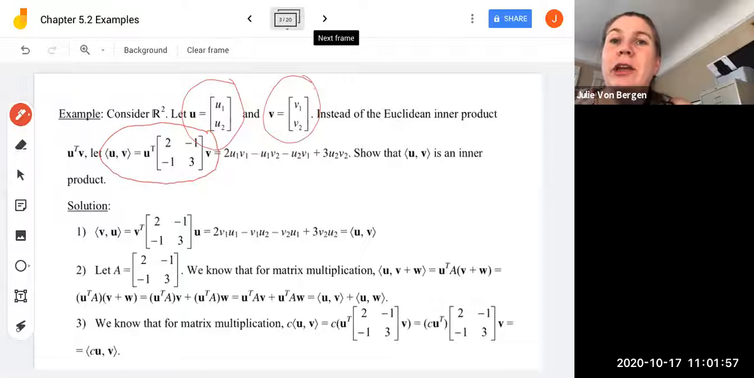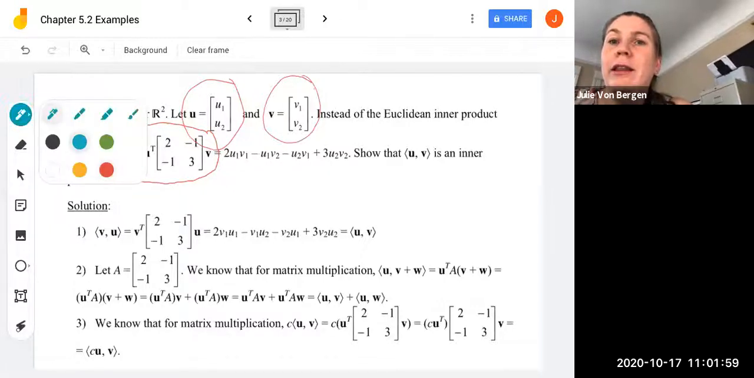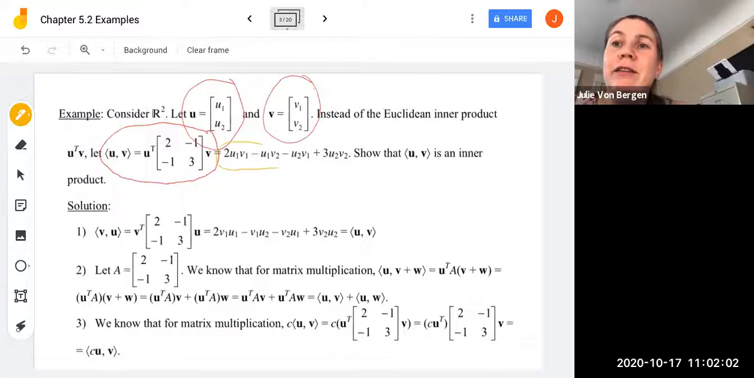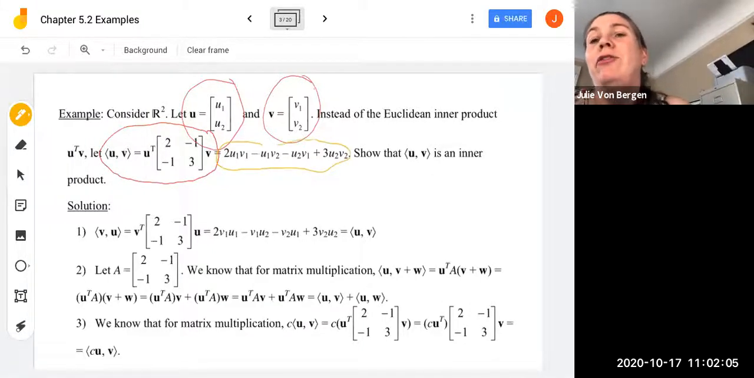When you go through that multiplication, you get the formula 2 U1 V1 minus U1 V2 minus U2 V1 plus 3 U2 V2. The 2, the negatives, and the 3 all come from the values in this extra matrix that we have added into our equation. So we want to show that this inner product definition is in fact an inner product. We have to work through all 4 properties to verify.